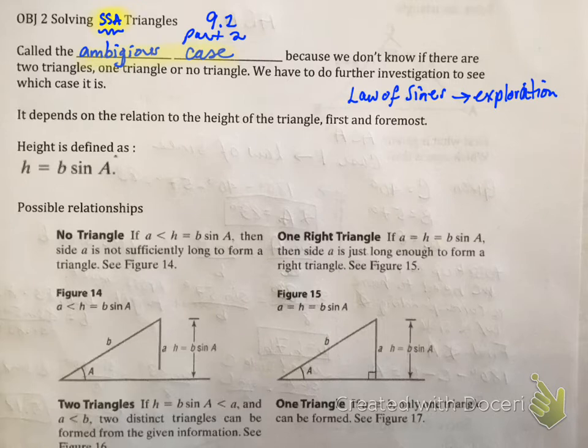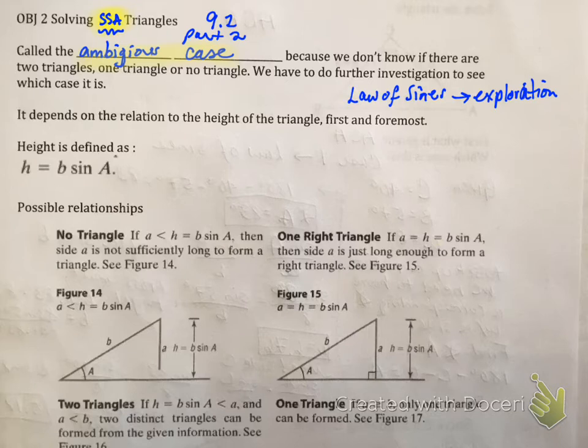All right, so let's check this out. There are actually two ways to solve side-side-angle triangles. One, you can find the height by using side B times sine of angle A, or the other method is to use the law of sines. I like to use the law of sines because we already know how to use it from objective number 1. However, if you use the law of sines, you have to do further exploration to figure out if you have one triangle or two triangles. The nice thing about the law of sines is if you do not have a triangle, you will know right away.